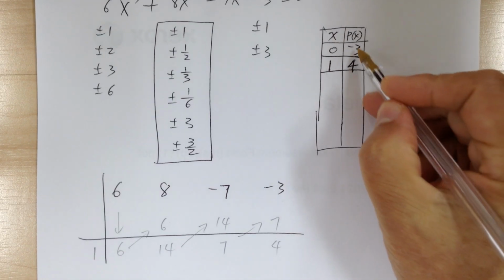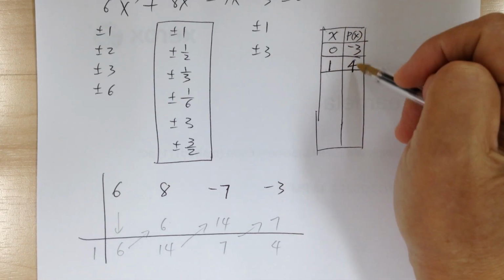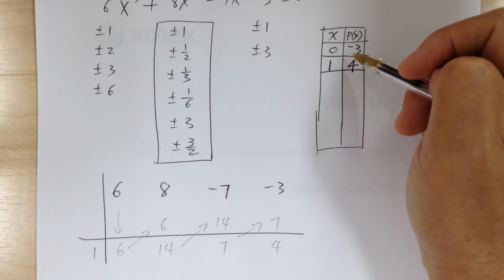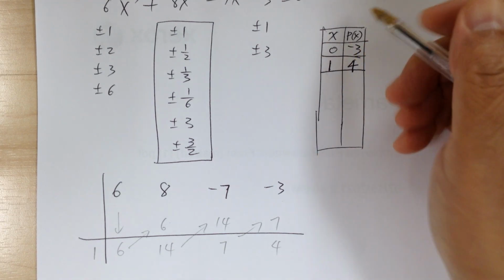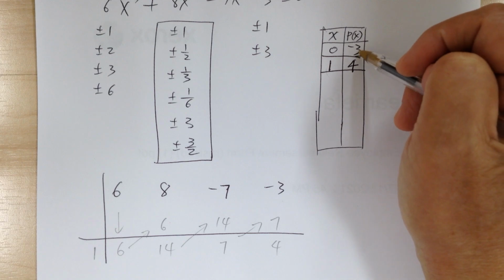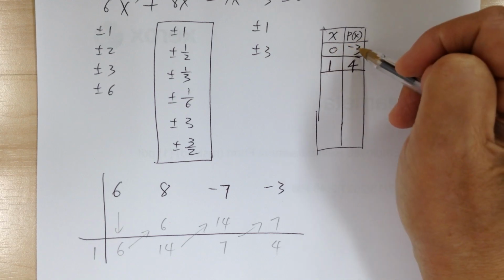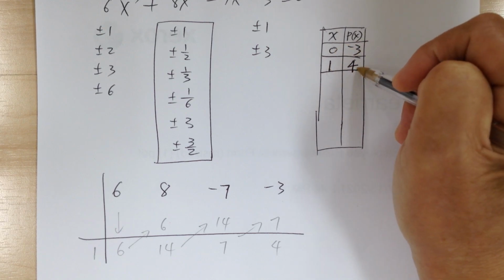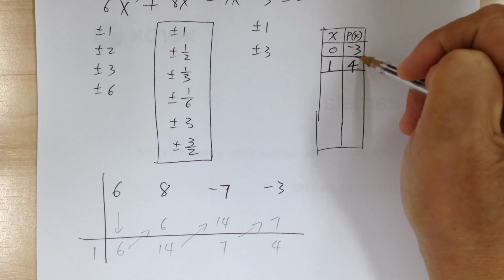My goal is to try to get to 0. Okay, because if it's 0, then that means that's one of the answers. So if you notice from here, I need to get to a 0. So when I try 0, I get negative 3. When I try 1, I get 4. So notice that 0 is somewhere in between.